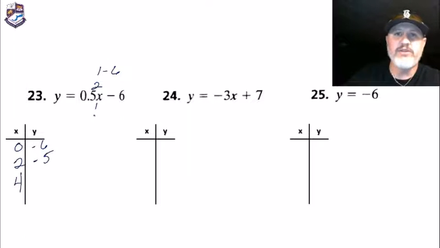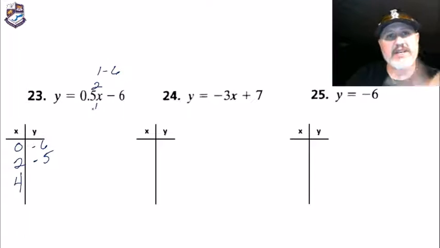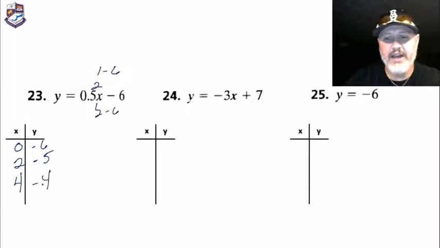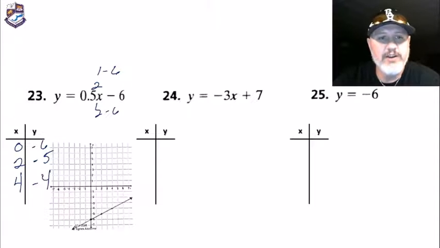And the next number I'm going to use is 4. I'm going to stick with evens, because half of 4 is 2. 2 minus 6 is negative 4, and this is what that graph looks like. You're way down there. Okay, next one.